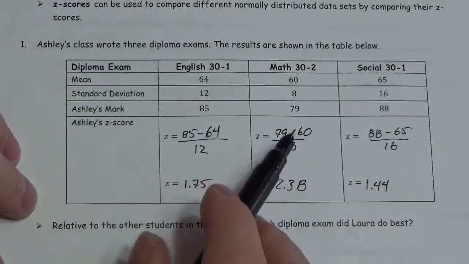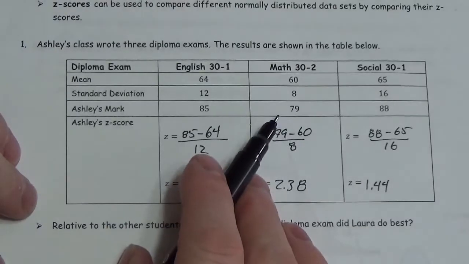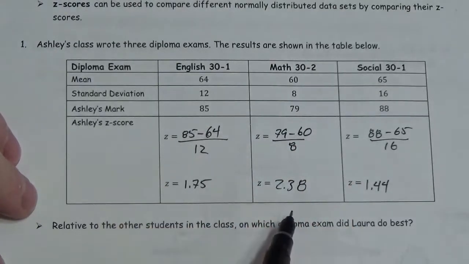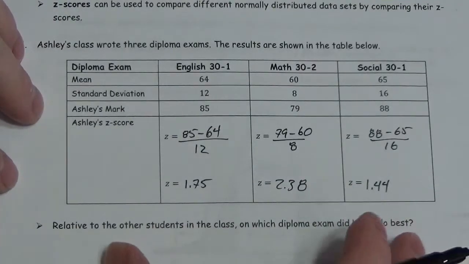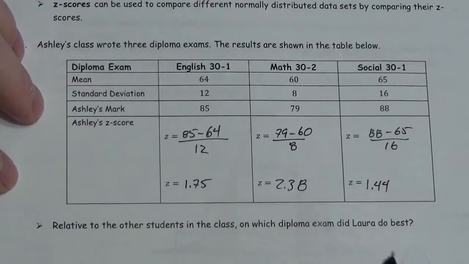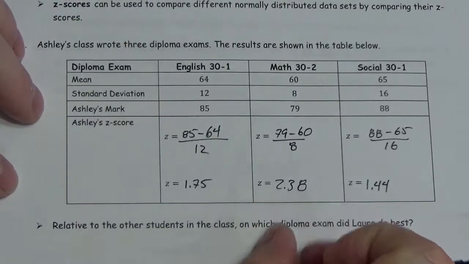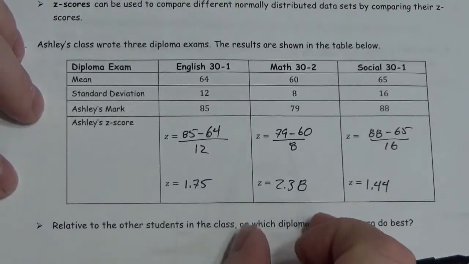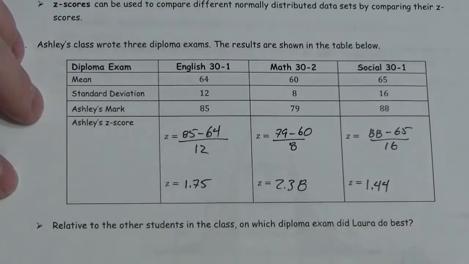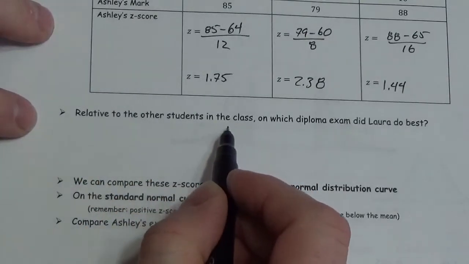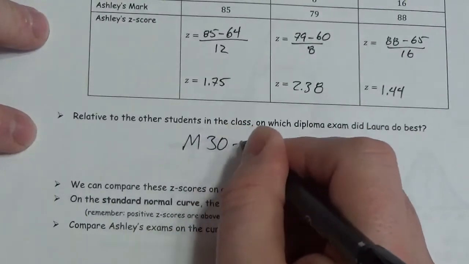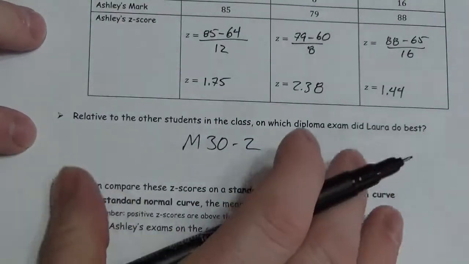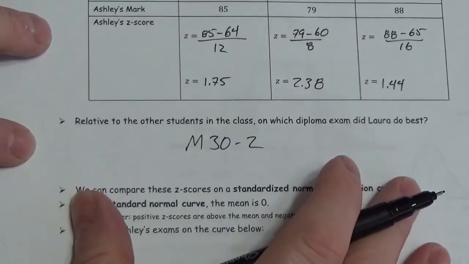So even though she got the lowest mark in math, when you compare the actual marks to the group that she was in, and you compare how she did per group, she did the best in that math class, because she's 2.38 standard deviations above the mean in that class, and in the other classes she's not nearly that high up. So relative to the other students in the class, in which exam did she do the best? Well, we just said that was math 30-2. And that's really how you should be comparing that.